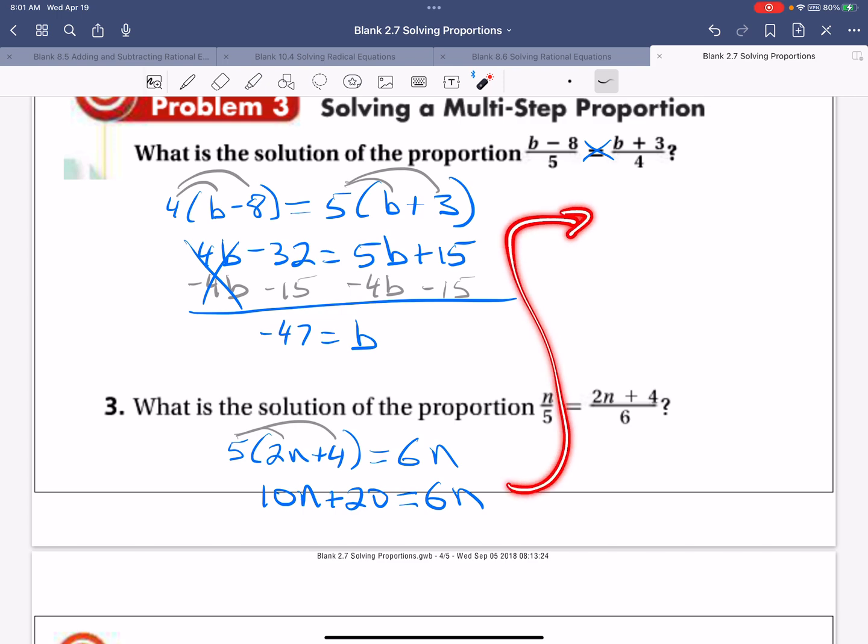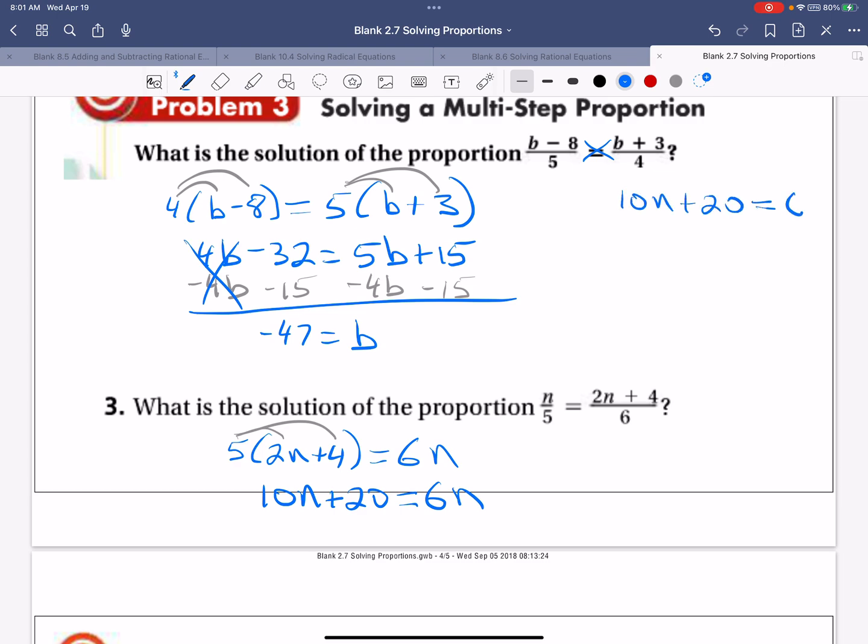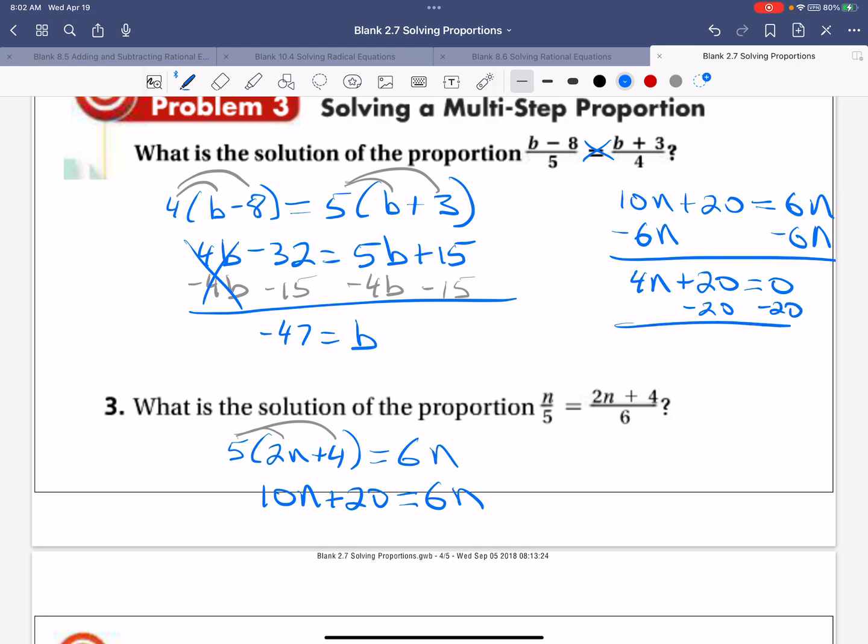I'm going to rewrite this problem up here just so I have a little more space. So we have 10n plus 20 equals 6n. I'm still going to subtract that smallest variable to stay consistent with our method. So we have 4n plus 20 equals 0. All I have to do is subtract that 20 over, and we get 4n equals negative 20. So we look right here, this implied operation is multiplication. We'll get rid of that by dividing both sides by 4. And we get n equals negative 5.